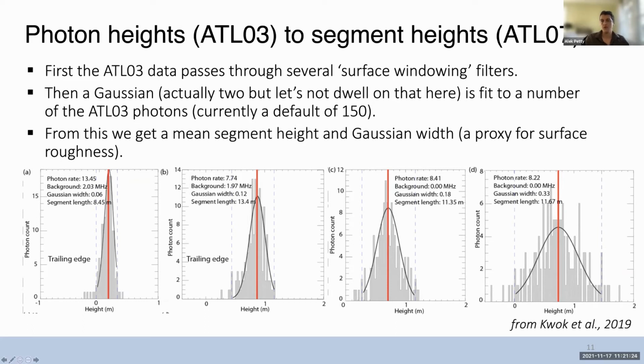Here's four examples of that Gaussian fitting in action over different types of surfaces. The two on the left are during the day, so we have background photons. The two on the right are actually at night, so there's no background. But the two on the right seem to be coming from rougher surfaces, right? Those Gaussians are wider than the two on the left. So the Gaussian fitting gives us a mean height, but also some kind of proxy for roughness and uncertainty too, and allows us to further filter out noise as well.